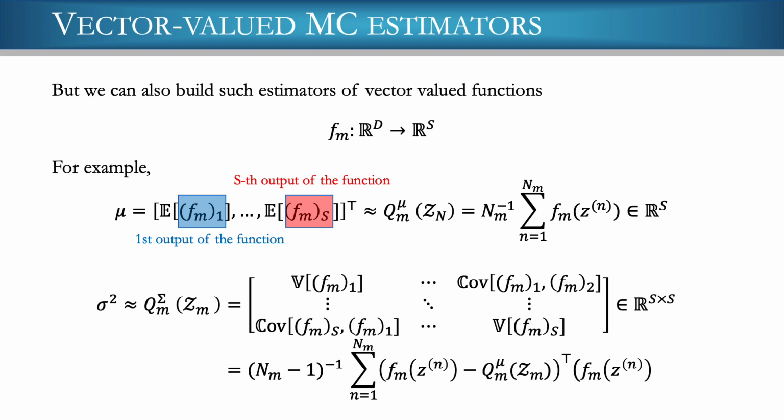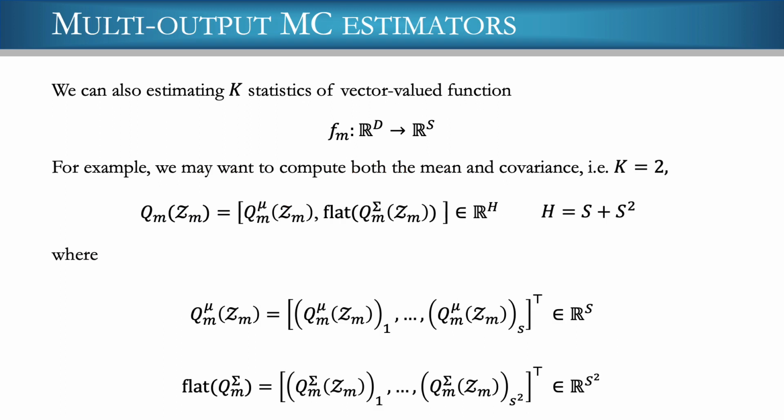In contrast, the variance of a vector value function is a matrix and can be computed using the last equation on the slide. We can also estimate k statistics of a vector value function. I'll call estimators computing multiple statistics of vector value functions multi-output estimators. Multi-output estimators compute a vector of statistics. For example, when computing the mean and covariance of a model, we concatenate the mean with the flattened form of the covariance matrix. In these videos, I flatten the matrix by concatenating each row of the matrix to form a single vector of length s squared. You can see the form of the flattened covariance matrix on the bottom of the slide. Consequently, a multi-output estimator of a mean and covariance computes a statistic vector of length s plus s squared.